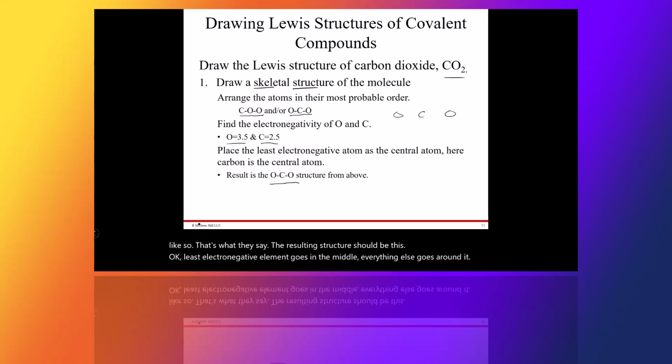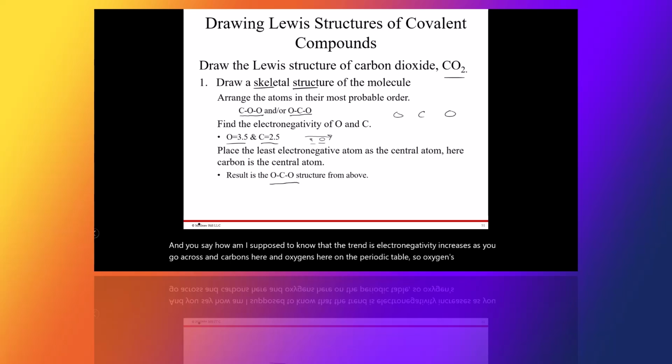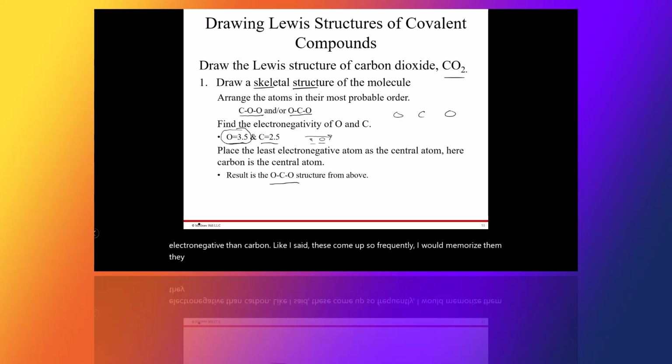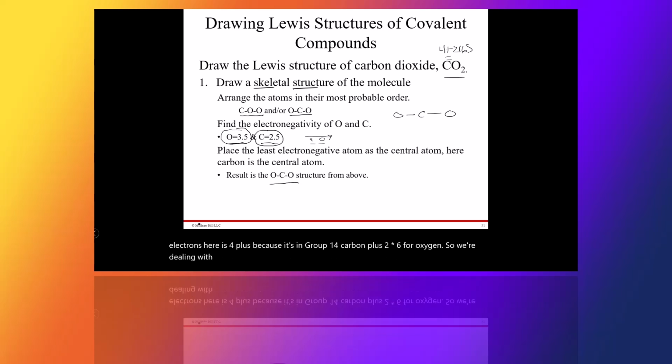And you say, well, how am I supposed to know that? Well, you know the trend is electronegativity increases as you go across, and carbon's here and oxygen's here on the periodic table. So oxygen's more electronegative than carbon. Like I said, these come up so frequently, I would memorize them. So they say, there's at least 1 bond between here and here. The total number of valence electrons here is 4, because carbon is in group 14, plus 2 times 6 for oxygen. So we're dealing with a 16 valence electron system.